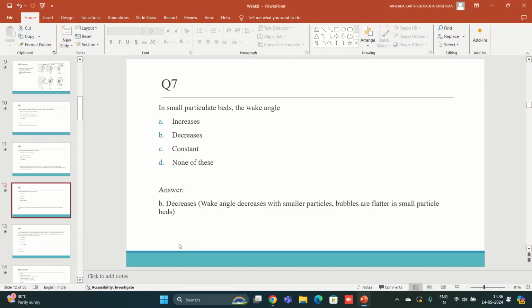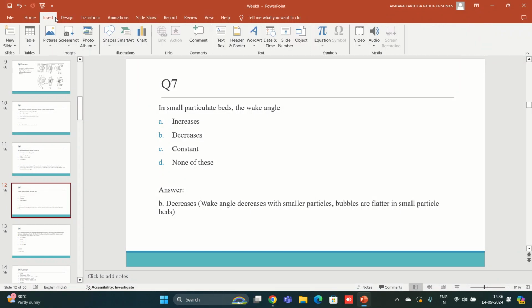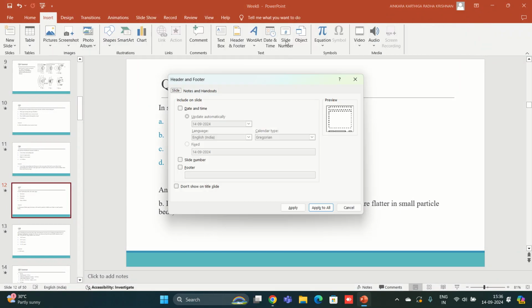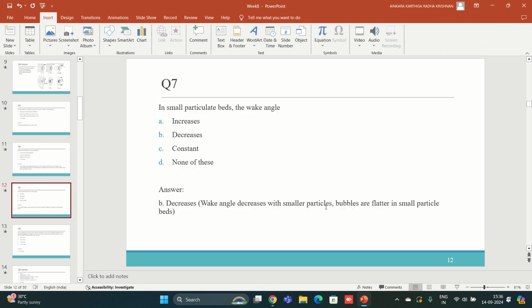Before going to question 7, just give me a minute. I'll just insert page numbers on these slides, which are missing actually. Slide number, apply to all.